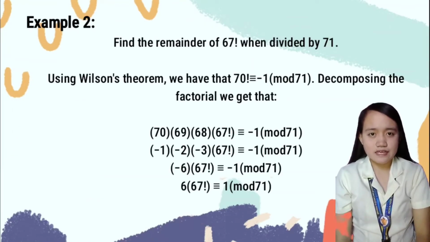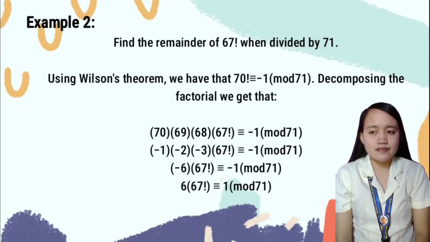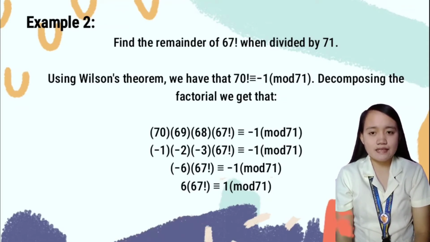For you to understand the topic, here's example number 2. Find the remainder of 67! when divided by 71. Using Wilson's theorem, we have that 70! is identical to -1 mod 71. By decomposing the factorial, we get that 70 times 69 times 68 times 67! is identical to -1 mod 71.